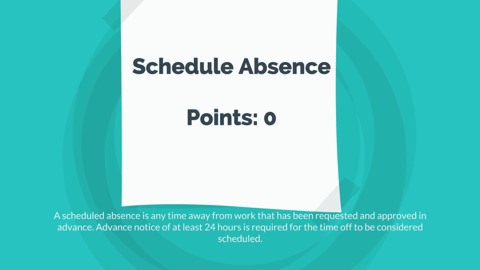A scheduled absence is any time away from work that has been requested and approved in advance. Advance notice of at least 24 hours is required for the time off to be considered a scheduled absence. It's important that the employee communicates with their supervisor anytime they feel they may not be able to report for work.